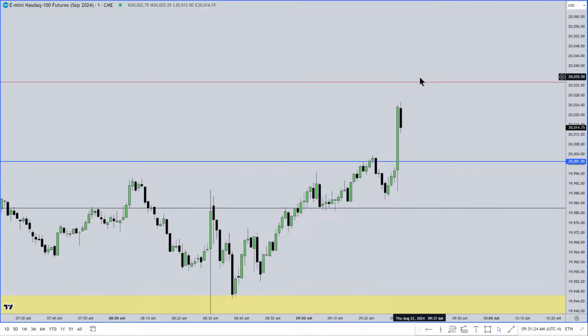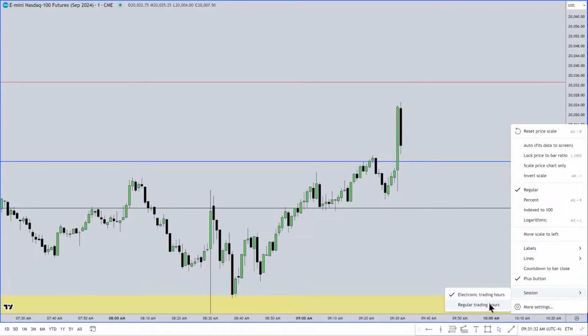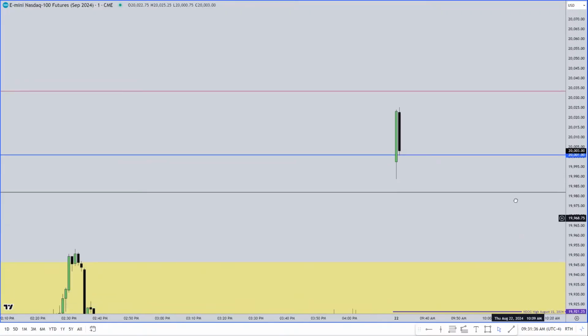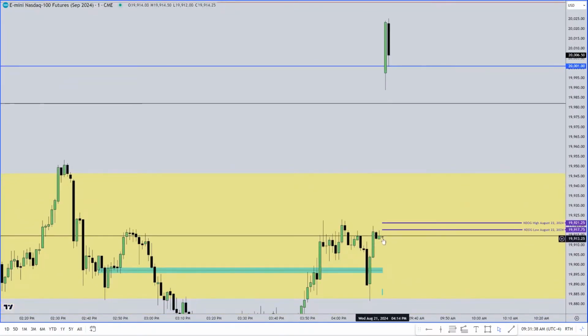Opening range, not opening range gap. Opening range gap is this, sessions to regular. This is your opening range gap. Previous settlement, day session.